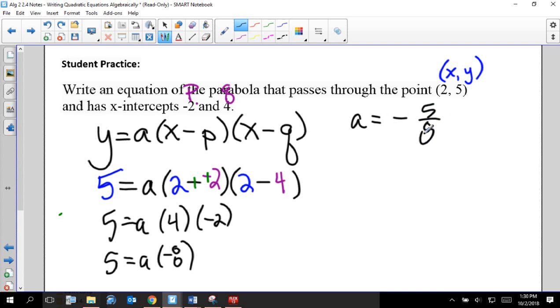Now when we rewrite it, you put in your p and your q and your a. So you have to write x and y still in the equation. So y equals, my a is negative 5/8, then x minus negative 2, which is plus 2, and then x minus 4.